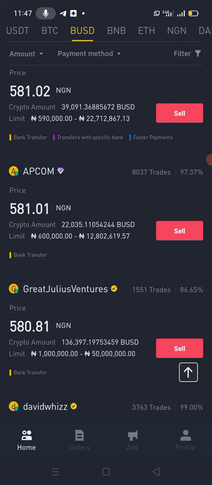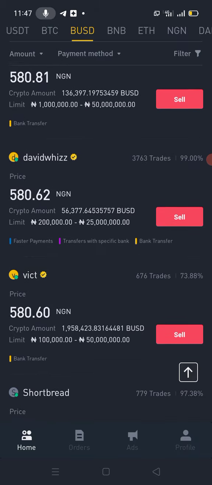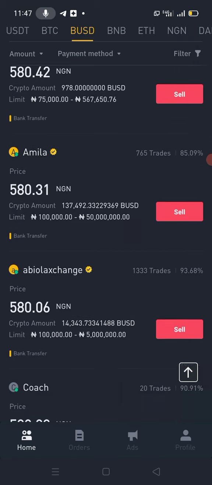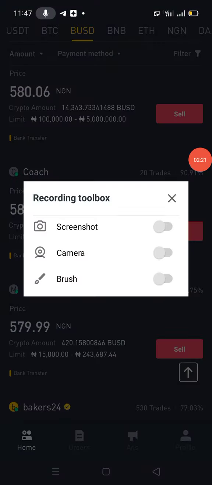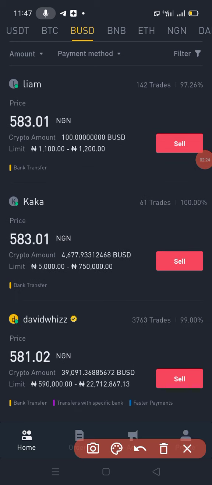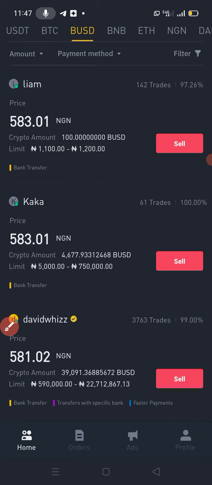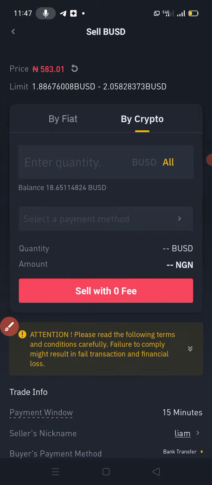Now this is how to read terms and conditions. Let's scroll down and say I want to trade with this person here, this guy. Then I click on this guy here to place an order with him.